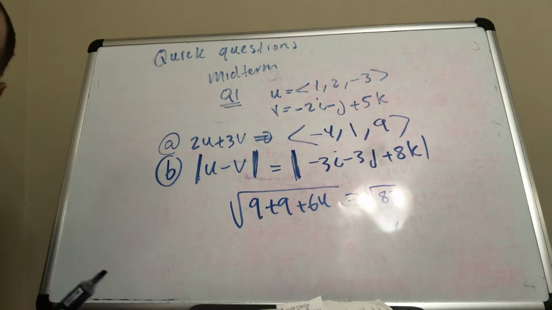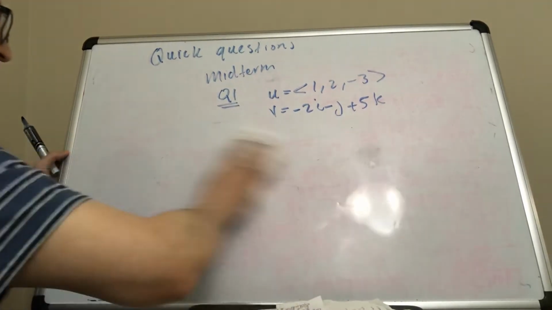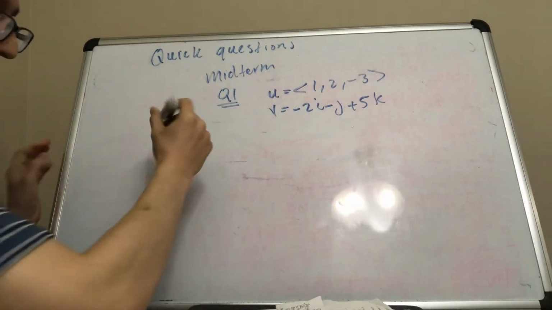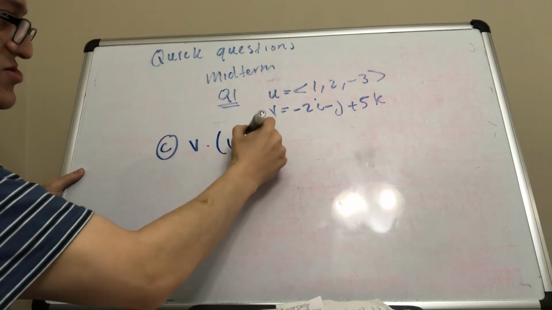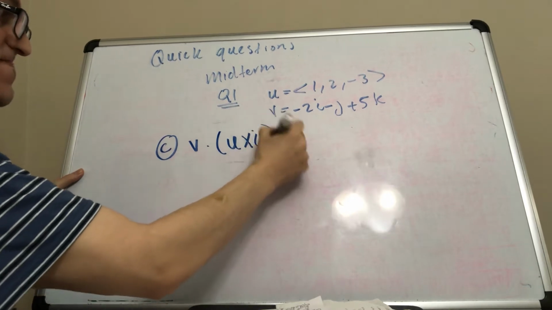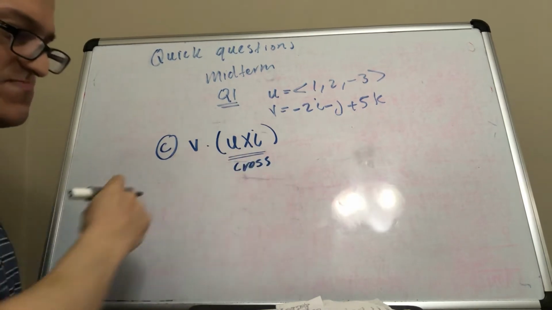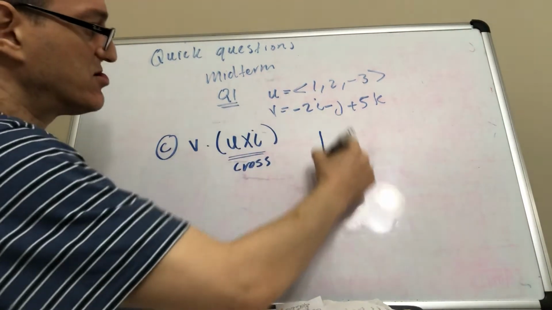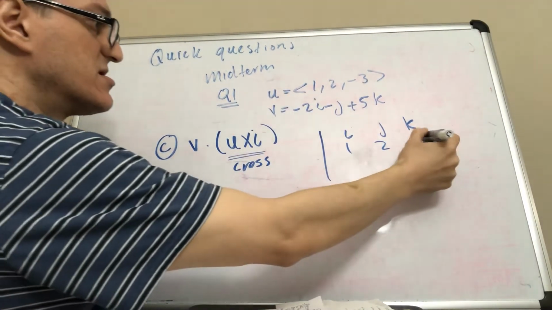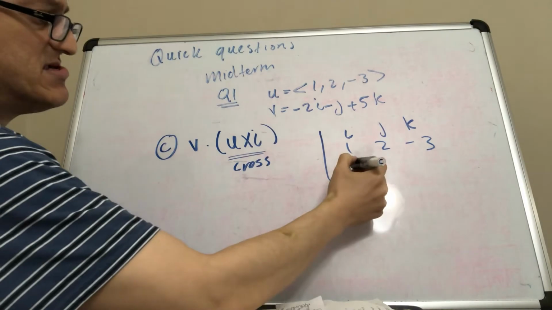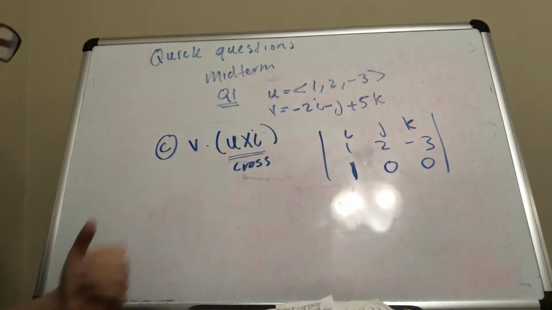The C question, these are just quick questions. The C is v dot product, u cross product with i. So you start with the cross product. So u is given, so you go ijk. u is given, so 1, 2, negative 3. i means 1 and nothing, there's only i, so there's no jk.